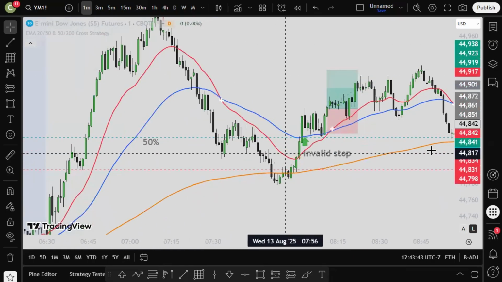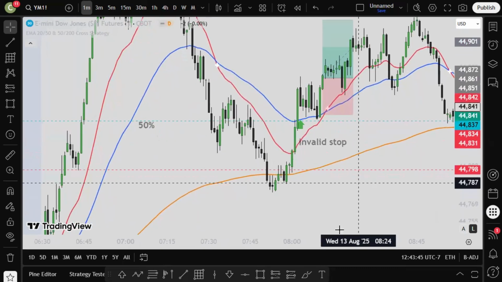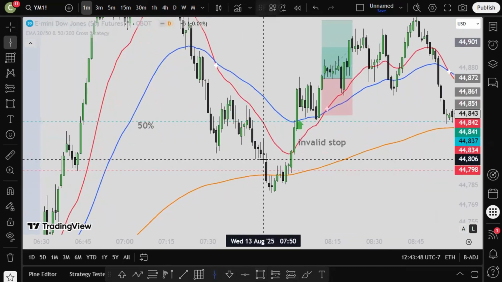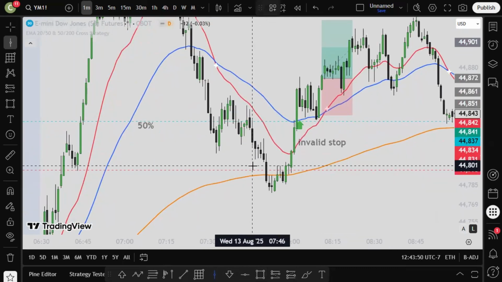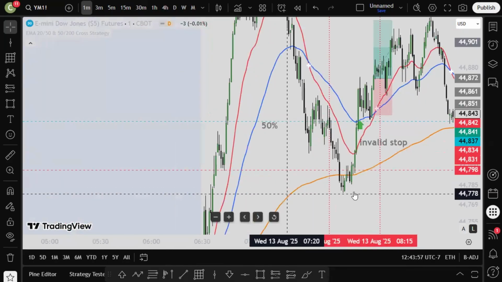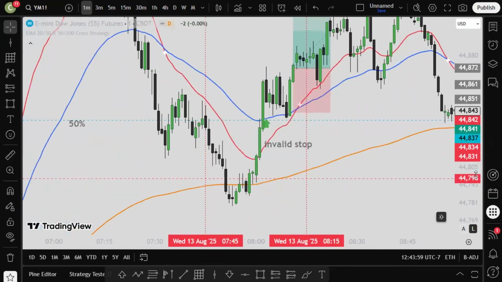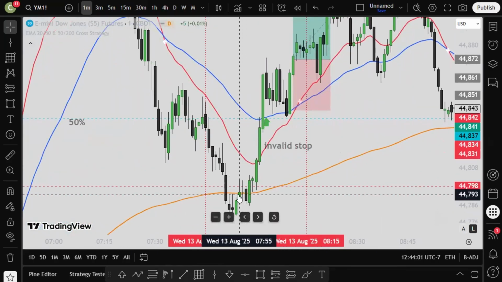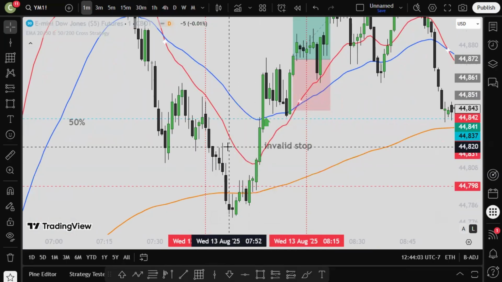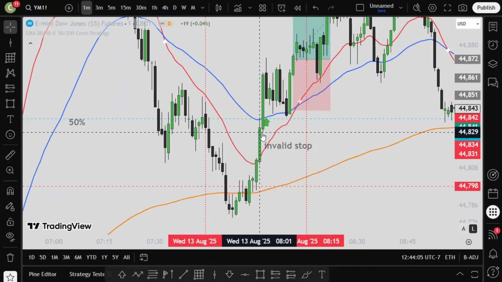So then I saw this right here in a macro. What macro is it? I don't know, 7:45, I guess, right here. So we have this beautiful displacement here. Made a low, displaced with a breaker here, just displaces. Here's the breaker block here, displaces.